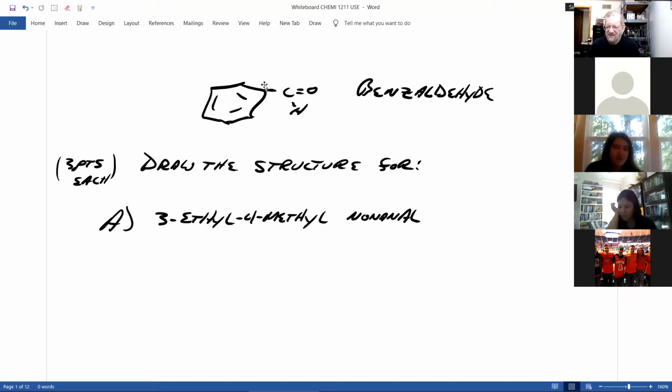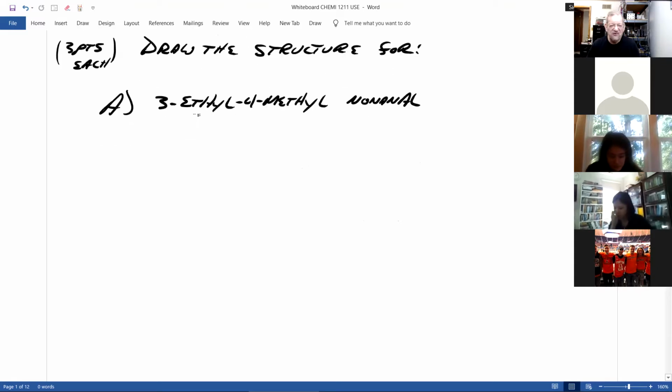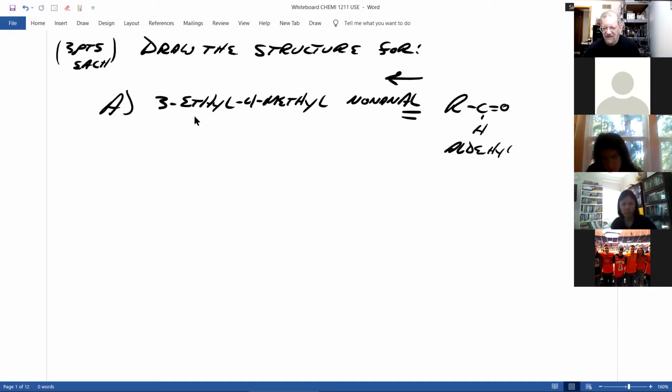All right, I think everybody's done. So how do you decode this? You start from the right and move left. Al ending, aldehyde. And if that were an E, nonane is 9 carbons.